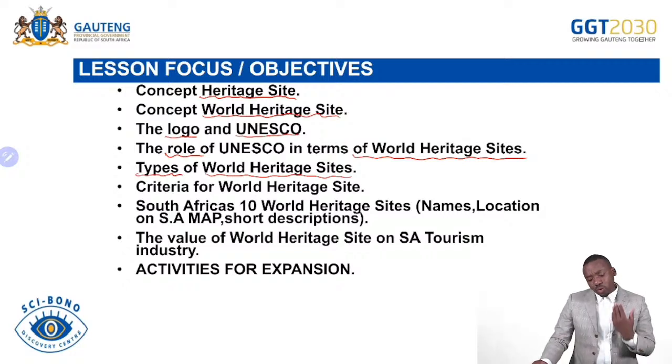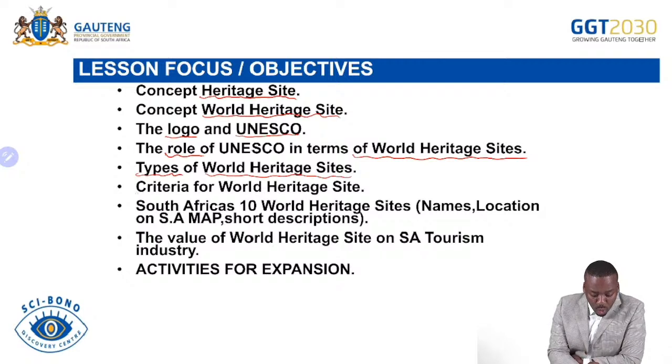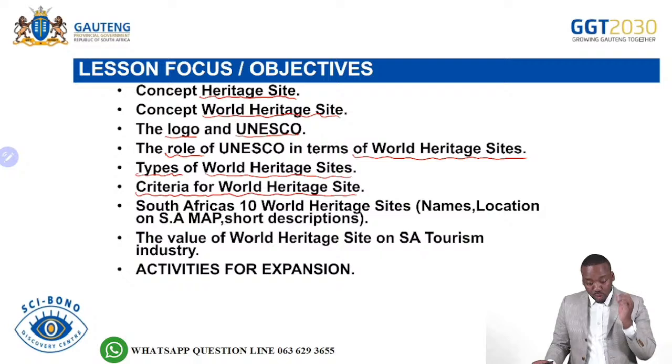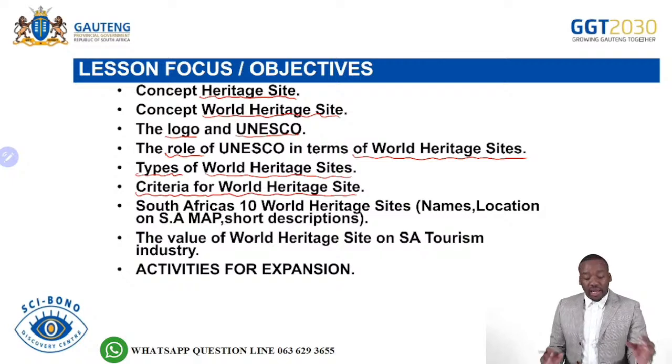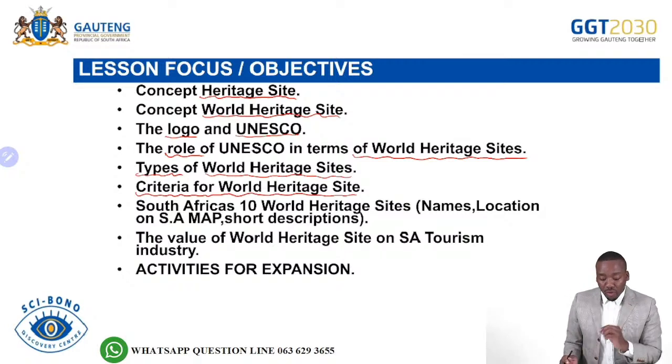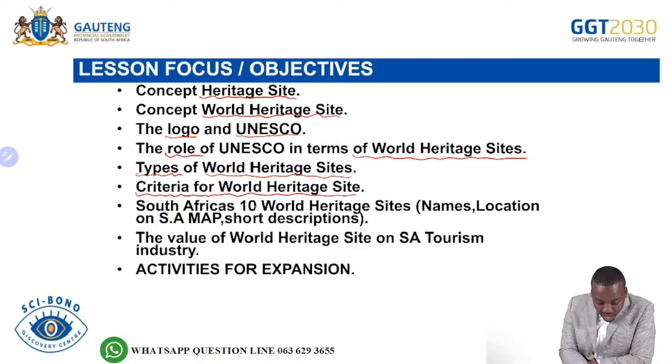From there we will look at the criteria for World Heritage Sites, meaning which elements a site must have in order for us to say it is a World Heritage Site. So there we're going to be looking at UNESCO's criteria for World Heritage Sites. After that, remember I said when you're doing icons, we said some of the world icons were categorized as World Heritage Sites. So we're going to go down, but our focus for today will be on South Africa's 10 World Heritage Sites.